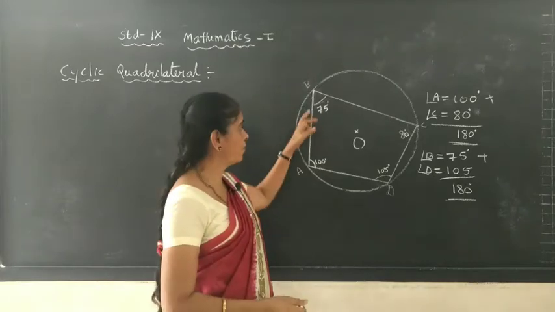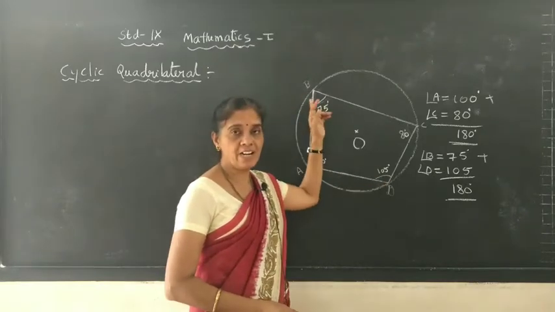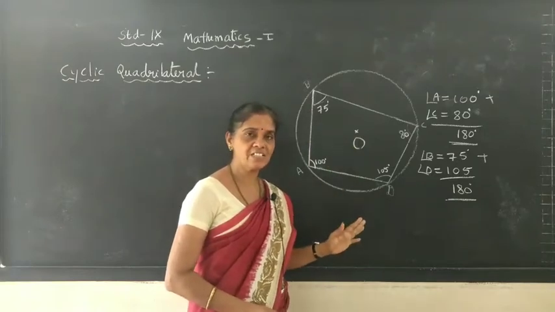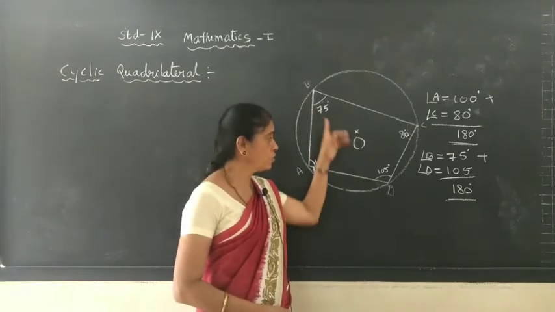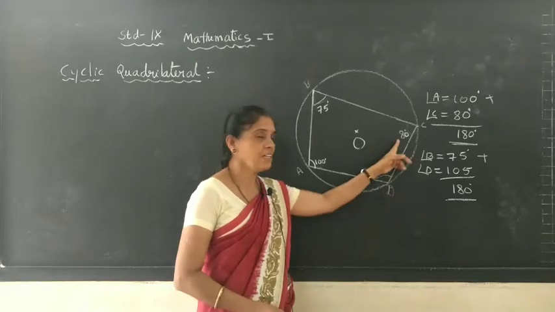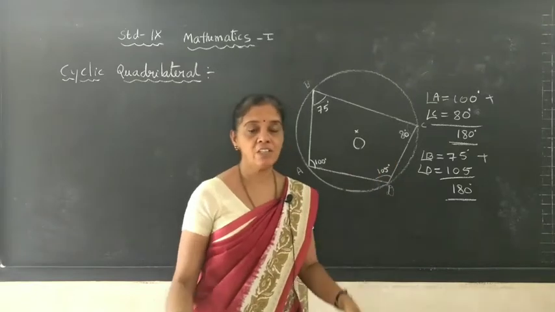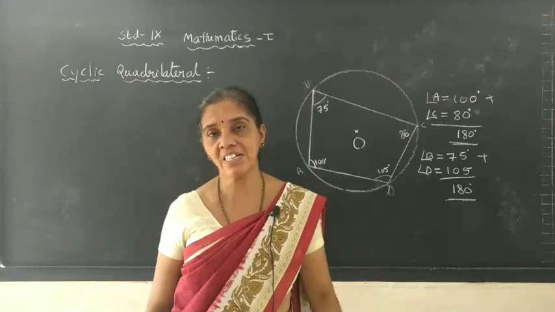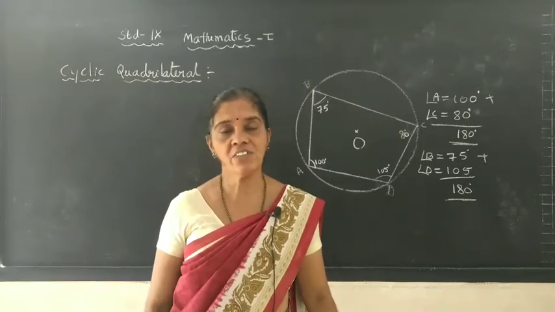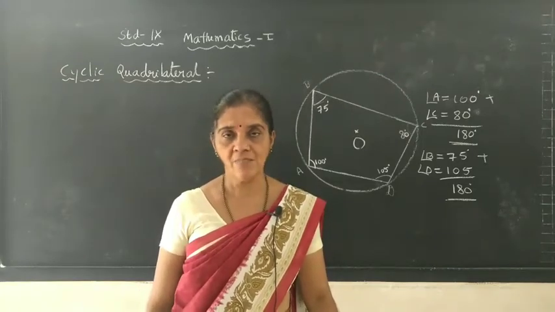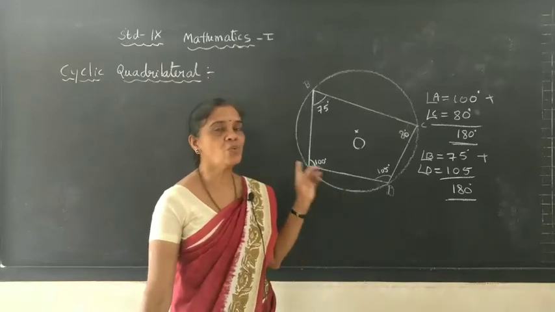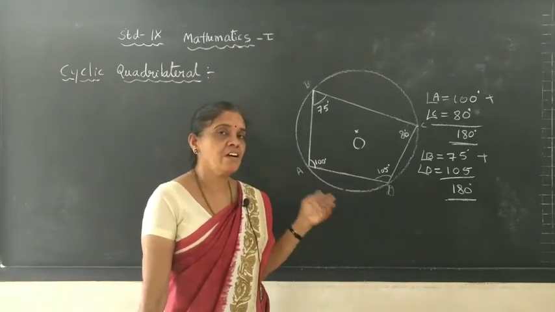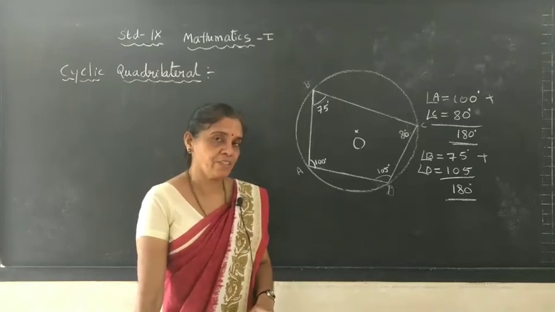So the other pair of opposite angles, namely angle B and angle D, their sum is also exactly 180 degree, supplementary. These two are supplementary, and these two are supplementary. So what is the relationship existing in the cyclic quadrilateral? That is the thing we are studying now. In a cyclic quadrilateral, the sum of opposite angles is always 180 degree.